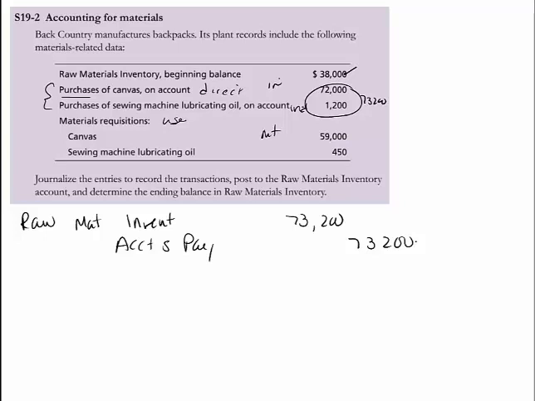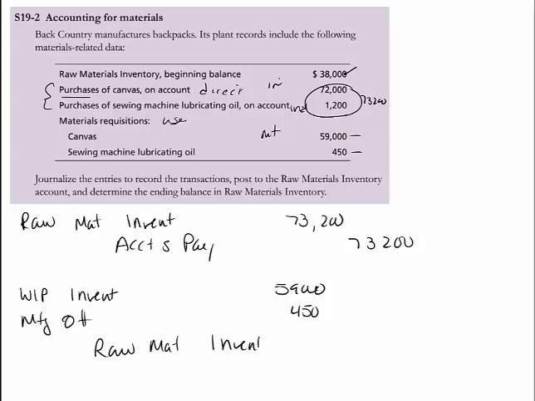And then I used some stuff, right? So here's what I used, here's what went out. So the canvas would be the direct material. So I will debit work in process inventory for the direct material, which is $59,000. And I will credit manufacturing overhead for the indirect material, which is the $450. And then both of those things are coming out of raw materials, so that's what I'll credit. And that totals $59,450, like that.